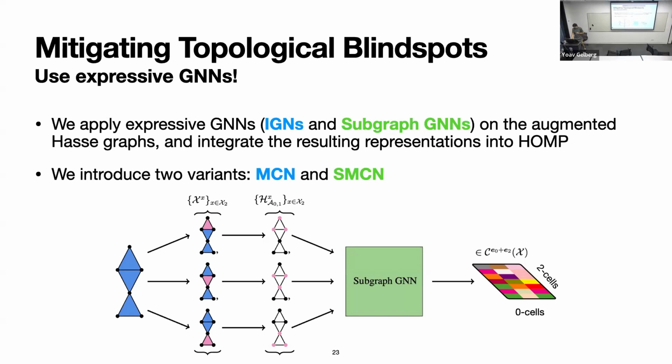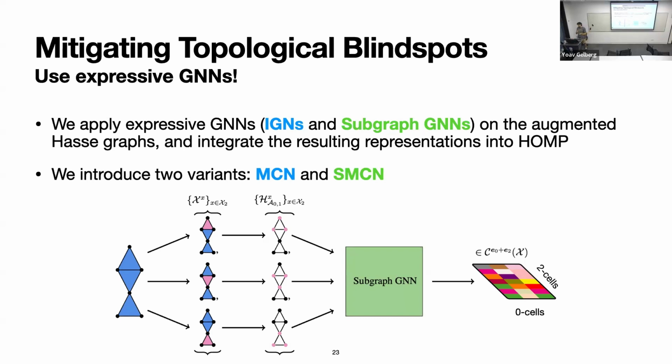So how is this done? Let's look at the figure. This is the subgraph example. We first create a bag of complexes with marked two cells. As you can see, in the first step, the pink marking is on the two cells. Then we extract the augmented Hasse graphs related to this bag of complexes, and we process this using a subgraph GNN. So this is basically the pipeline.